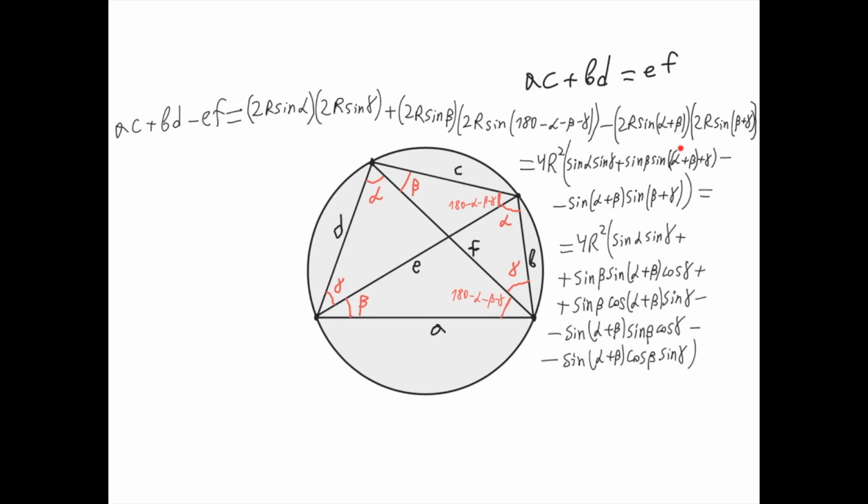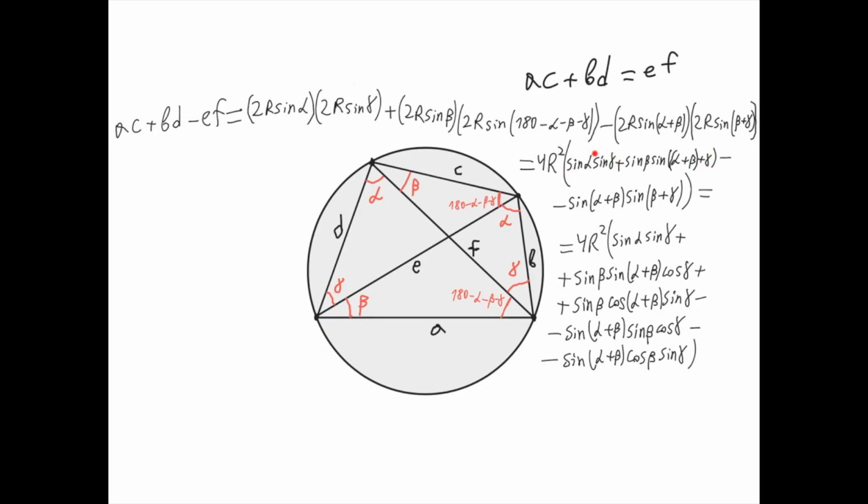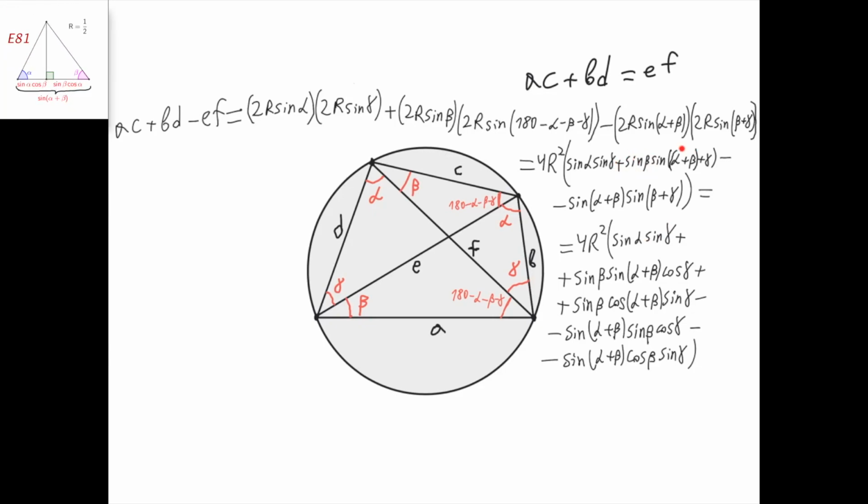Now let's group the alpha plus beta in the alpha plus beta plus gamma, and apply the formula for sine of one angle alpha plus beta plus another angle gamma. We get sine alpha sine gamma is here, plus sine beta times sine of alpha plus beta cosine gamma, which appears here, and then sine beta times cosine alpha plus beta sine gamma, which appears here. And then minus, we apply the formula for sine of beta plus gamma, so we get sine of alpha plus beta sine beta cosine gamma, which is here, and sine alpha plus beta cosine beta sine gamma, which is here.